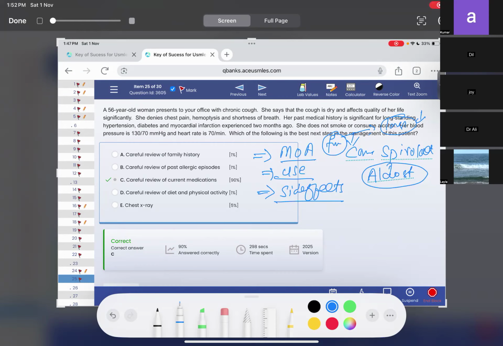In Step 1 they will basically give you a single clue about which side effect these drugs will cause, like we discussed earlier, that in hypertrophic cardiomyopathy we cannot use vasodilators because they will decrease the venous return.